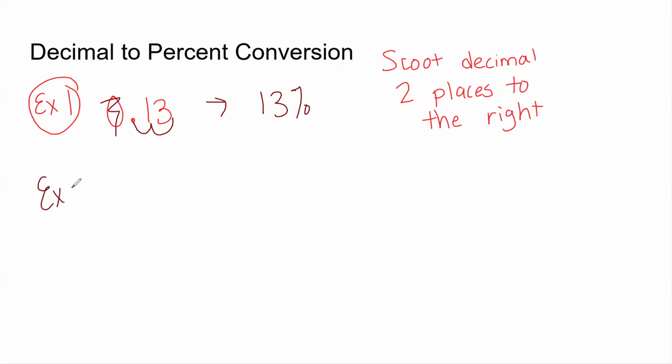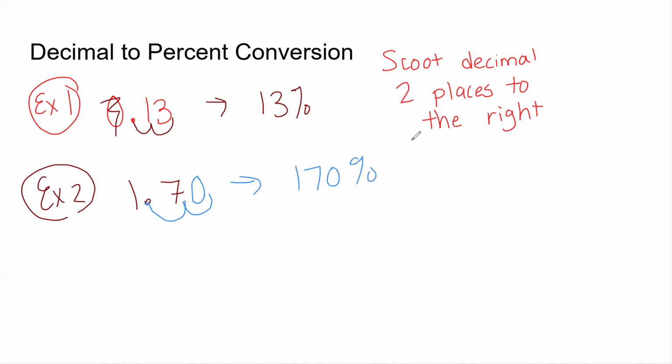Okay, example 2. 1.7. Put your pencil on the decimal and move it twice to the right. Once, put that invisible 0, twice. That's 170%.